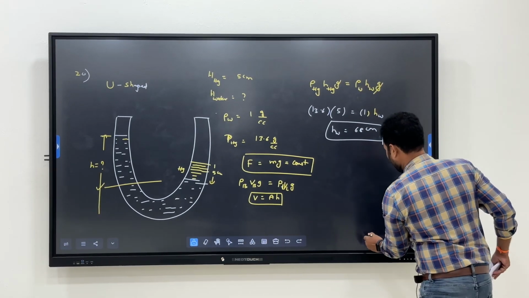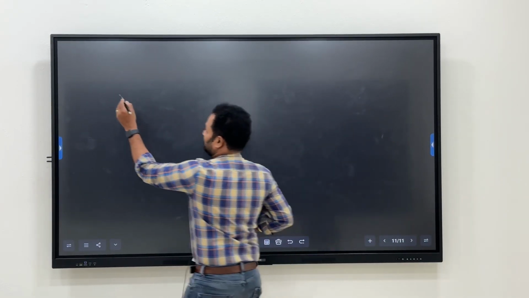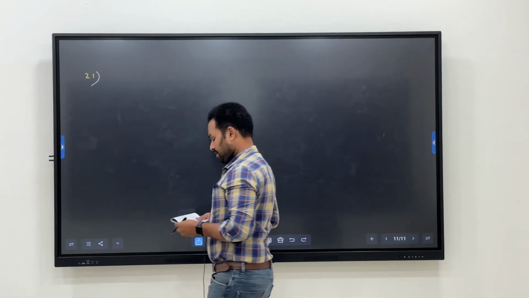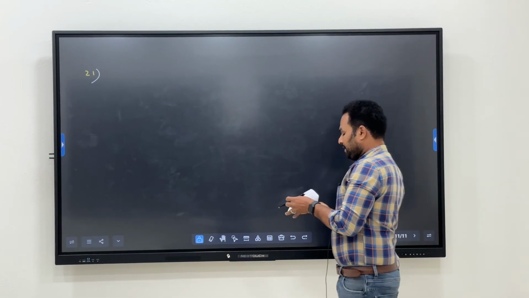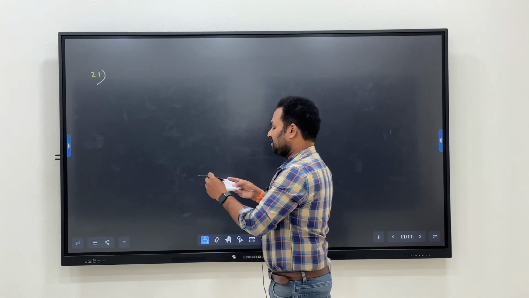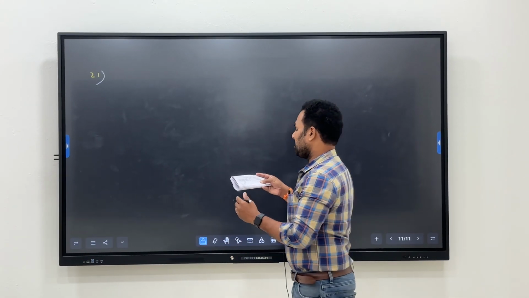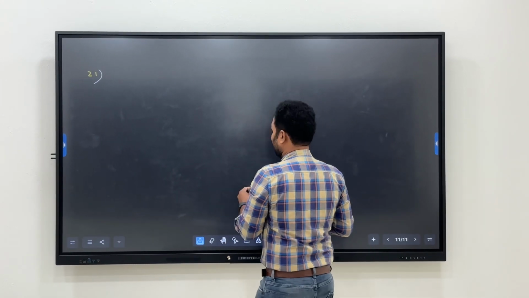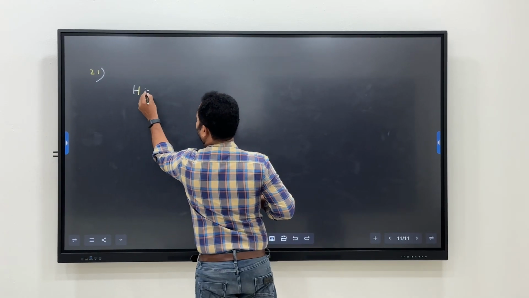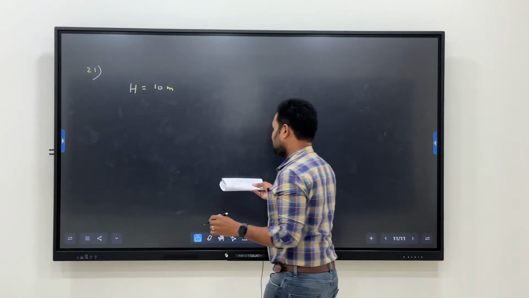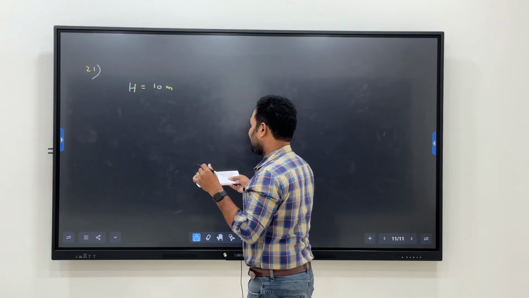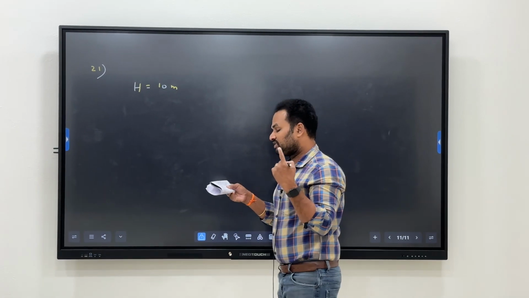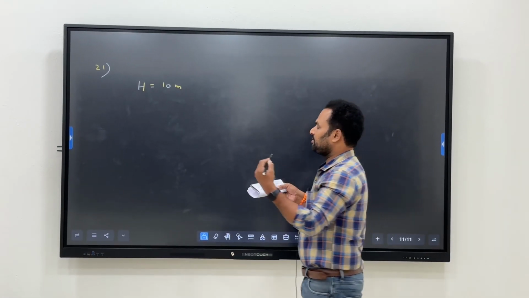Next. A water tank has height 10 meter, completely filled with water and placed on level ground. Water tank of height 10 meter. So here it is completely filled with water, placed on level ground. It has two holes, one at 3 meter, the other at 7 meter from the base.